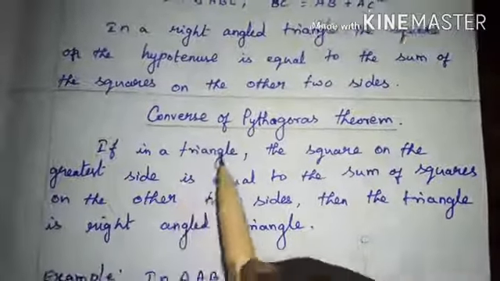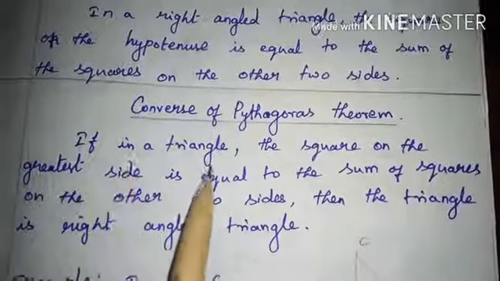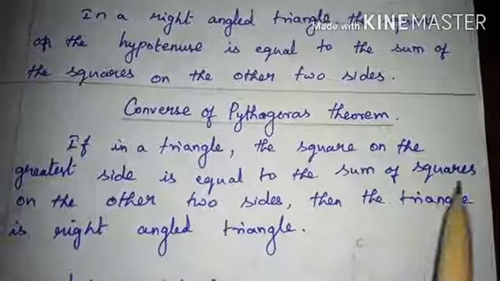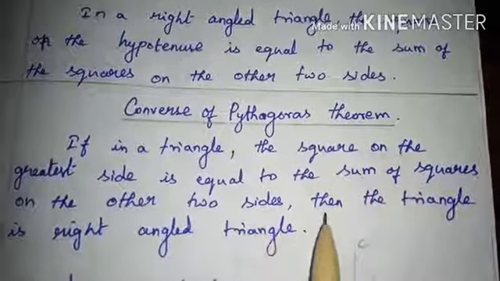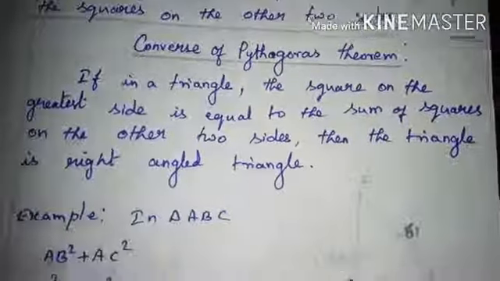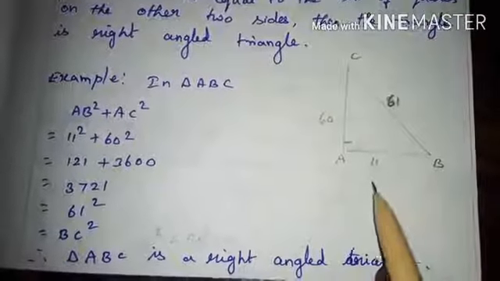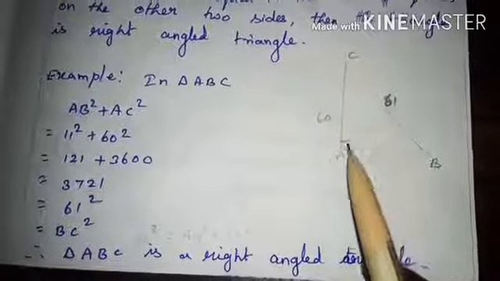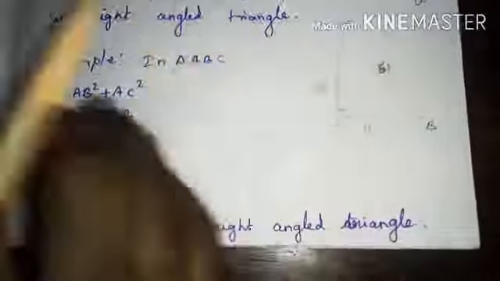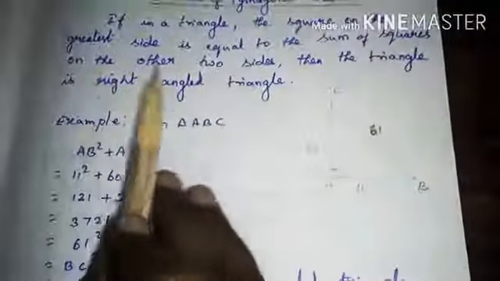Let's see the converse of Pythagoras theorem. The converse is, if in a triangle the square on the greater side is equal to the sum of the squares of the other two sides, then the triangle is a right angle triangle. Here we consider this triangle ABC. AB is given as 11, BC is given as 61 and AC is given as 60. The converse says the square of the greater side is equal to the sum of the squares of the other two sides.